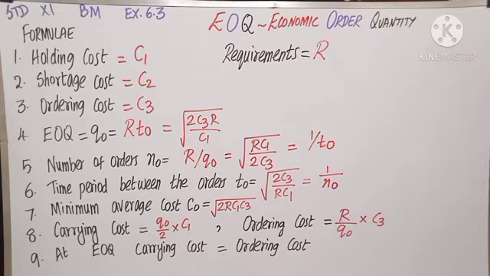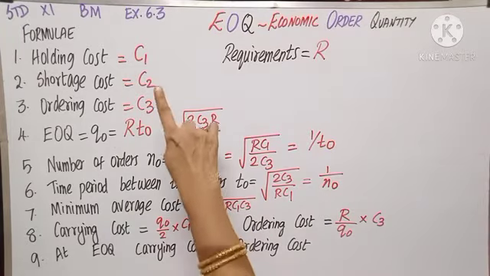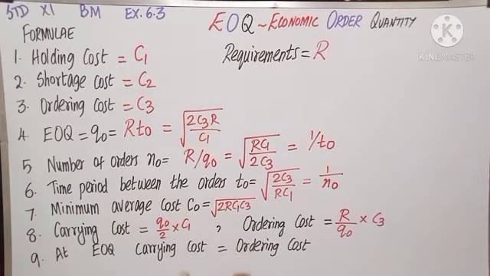The next is, if any shortage comes, what we apply, we call C2. We are not dealing much with shortage cost in this section. The third one is that when I order, I have to pay for it. That we call ordering cost, say C3. Economic order quantity deals with C1 and C3: C1 the holding cost and C3 the ordering cost.